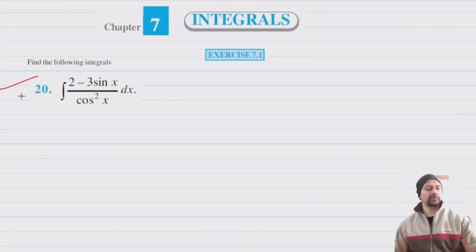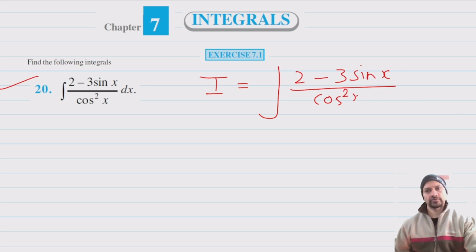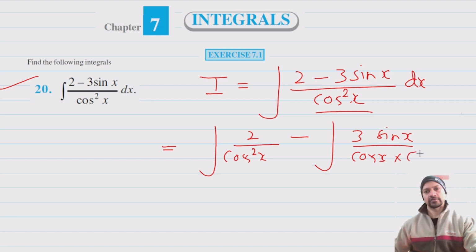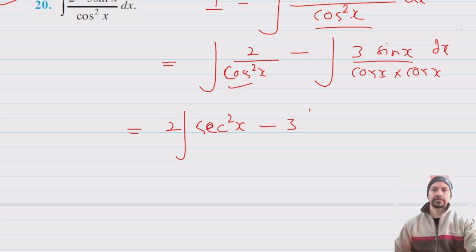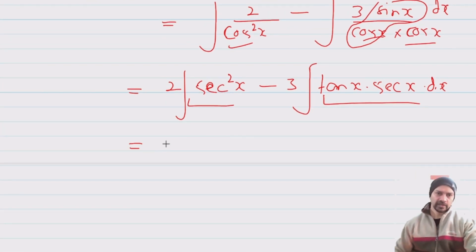From Science Academy classes, I'm here on question number 20 of exercise 7.1. Let's say our integral is the integral of 2 minus 3 sine x upon cos square x into dx. Now this can be written as 2 upon cos square x minus 3 into sine x upon cos square x, and cos square x can be written as cos x into cos x. This gives us 2 out, and 1 upon cos square x is secant square x. 3 is out. Now sine upon cos is tan x, and 1 upon cos can be written as secant x. And for both these integrals, we know their direct formulas.